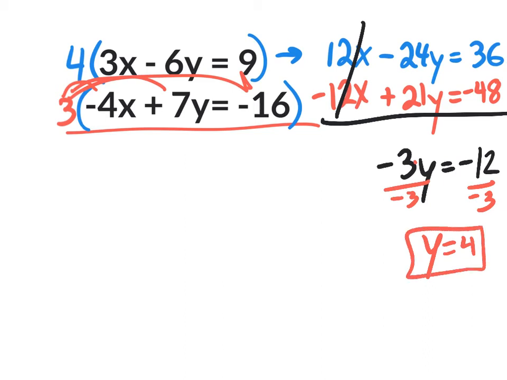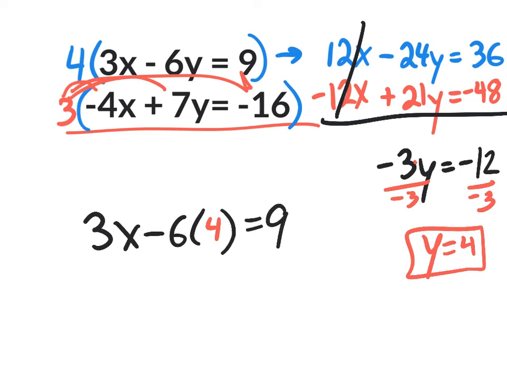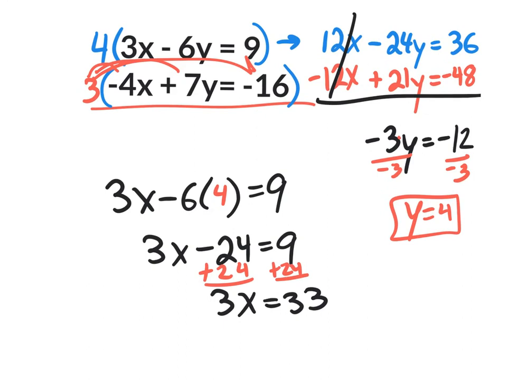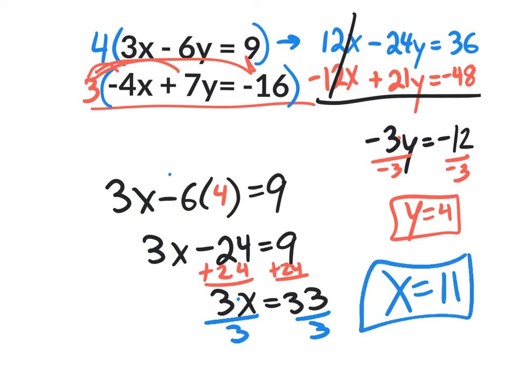You have one answer, you need the other. All you have to do is plug it in. I'm going to plug it into the top one. 3x minus 6 times 4 equals 9. So that's 3x minus 24 equals 9. You add 24. Add 24. 3x equals 33. So x equals 11. And your ordered pair answer is 11, 4.